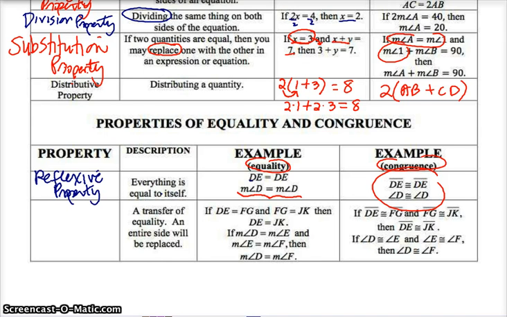And finally, our last one is a transfer of equality. An entire side will be replaced. So if DE equals FG and FG equals JK, then what does that mean? It means we can pretty much eliminate FG and just say that DE equals JK. Or in terms of angles, if the measure of angle D equals the measure of angle E and E equals F, then it must be true that D equals F. Same thing works with congruence. This is called the transitive property. You are transferring information.